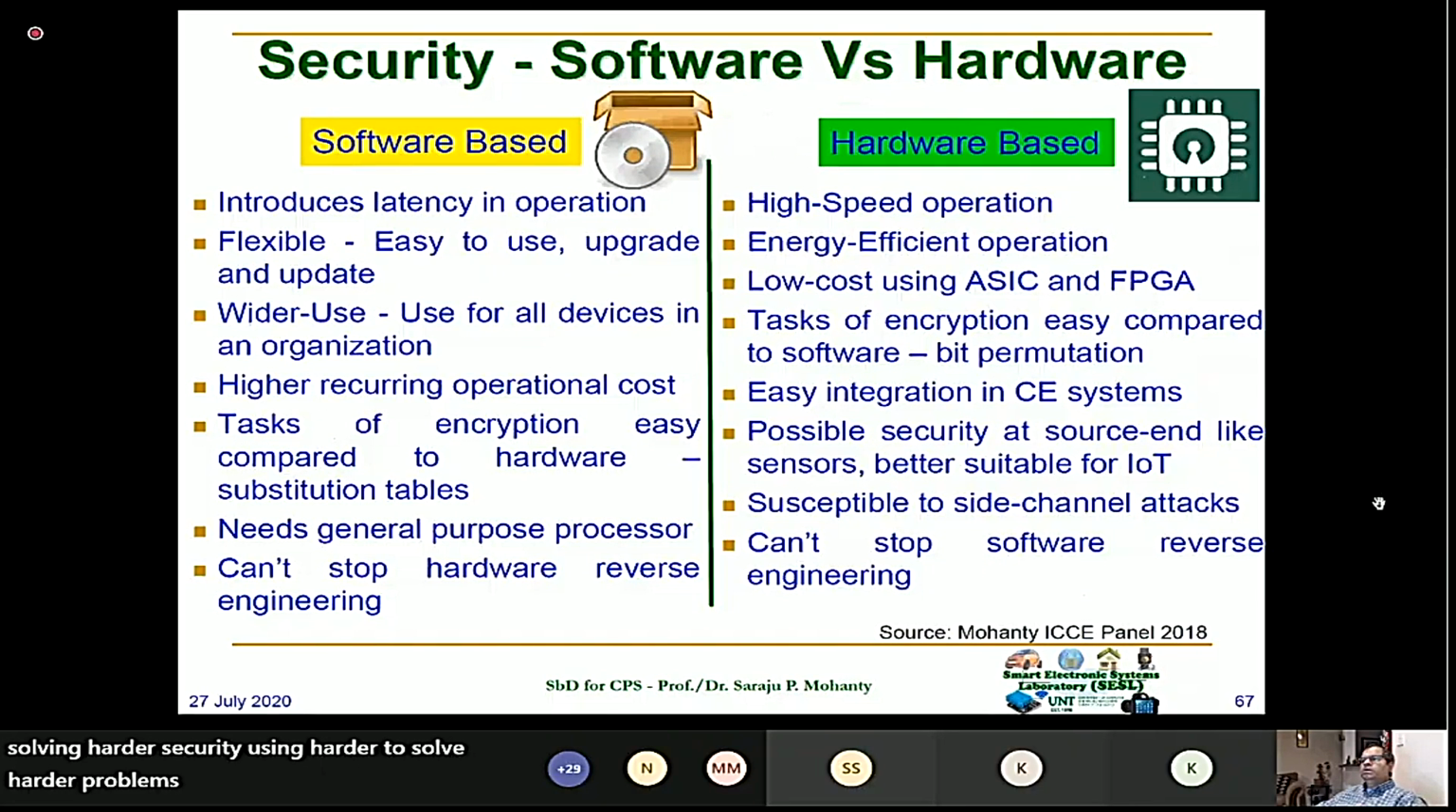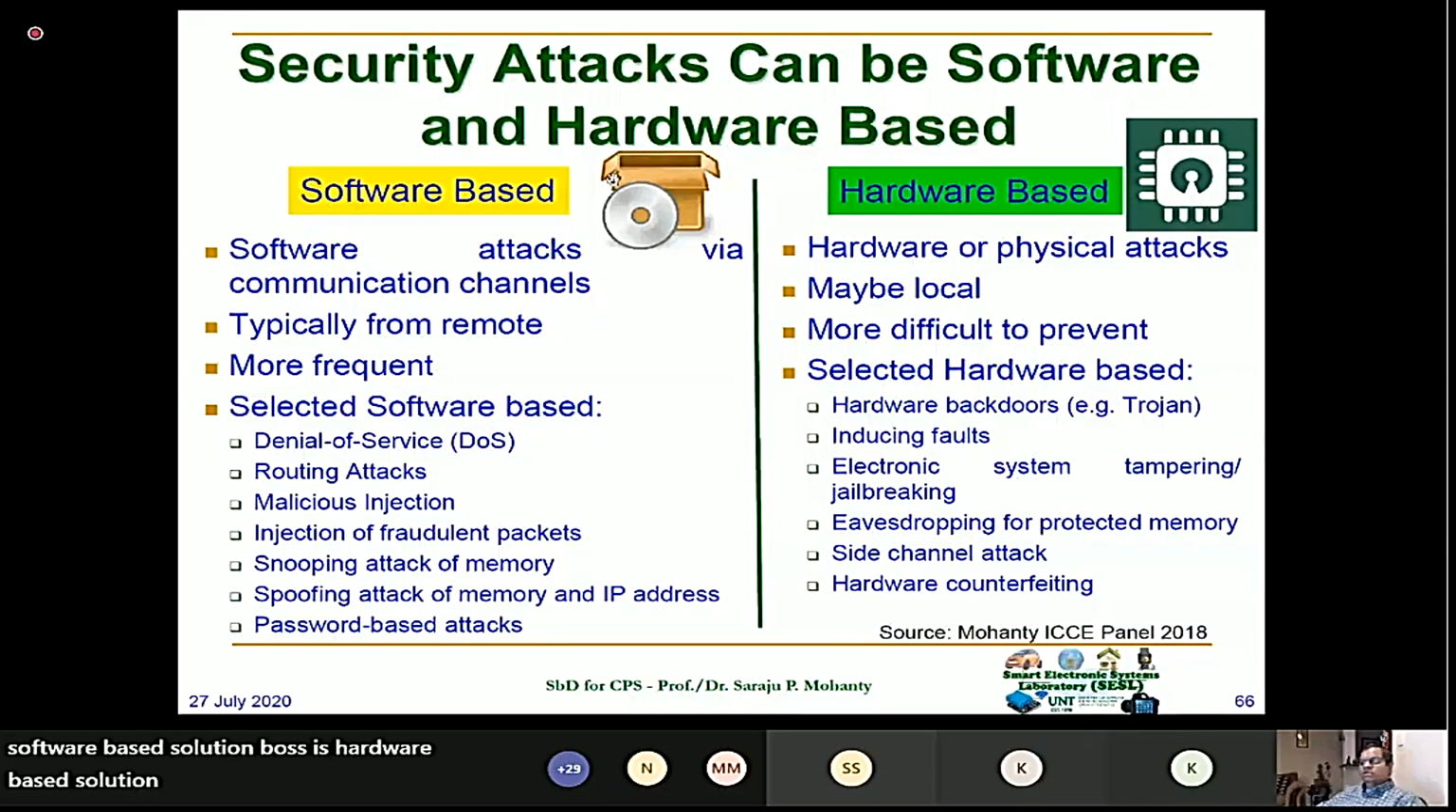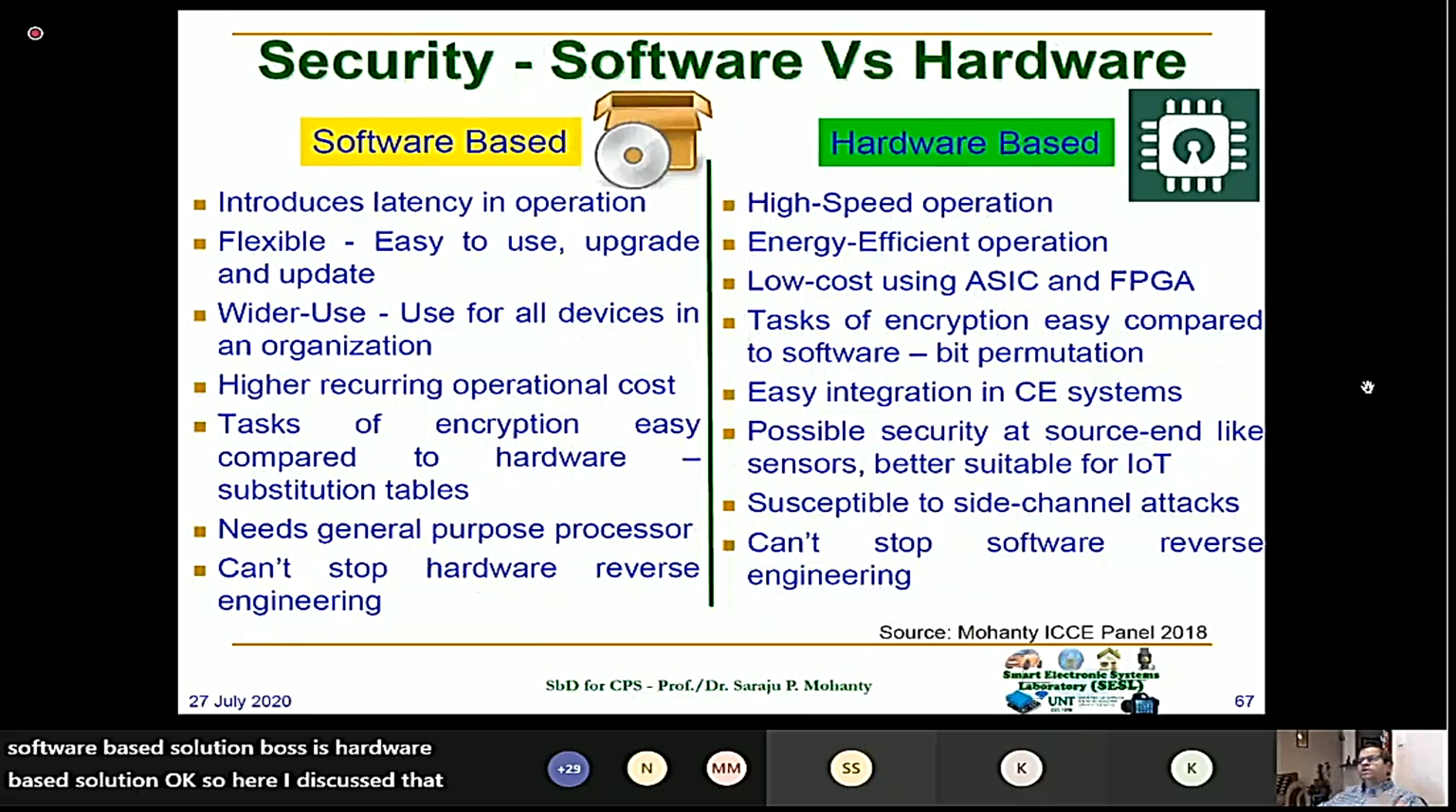Similarly, when we think of solutions, suppose we do a software-based solution versus a hardware-based solution. So here I discussed attacks, and here are the solutions. Software has its own advantages and disadvantages, and hardware has its own advantages and disadvantages.